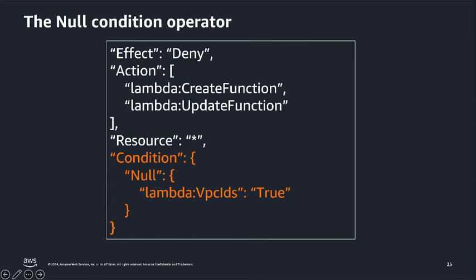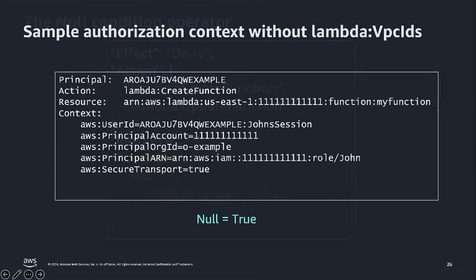In the example you see here, we deny the creation and modification of a Lambda function unless the function is attached to any VPC. Here, we don't care what VPC it's attached to, just the fact that it has an attachment is good enough for us. If we look at this sample authorization context, you can see that there's no Lambda VPC IDs context key present, meaning that our null condition operator from the policy we just saw would evaluate to true.